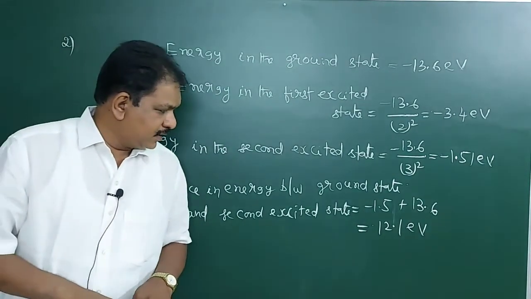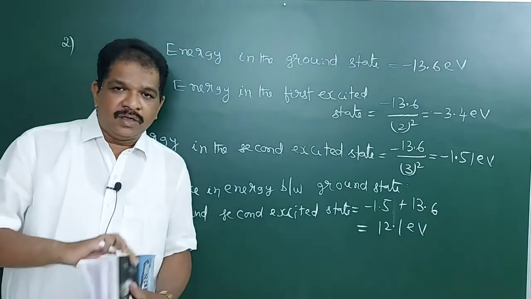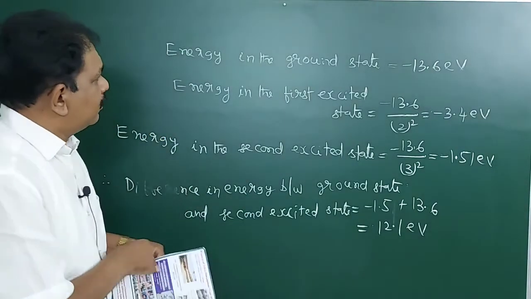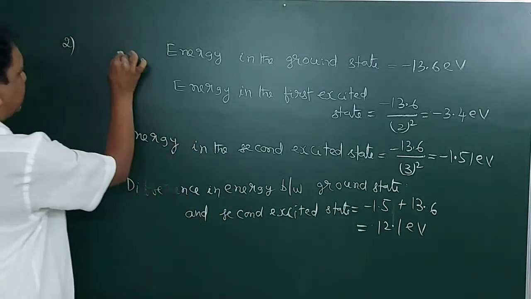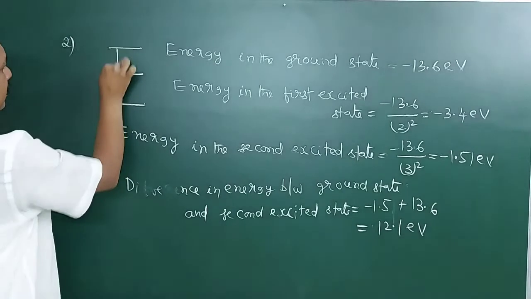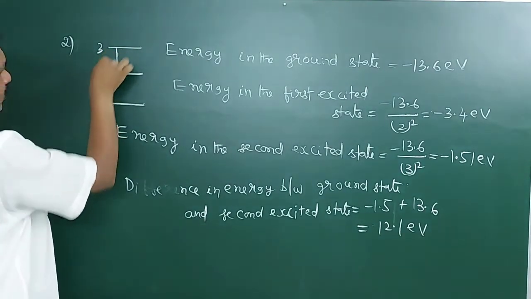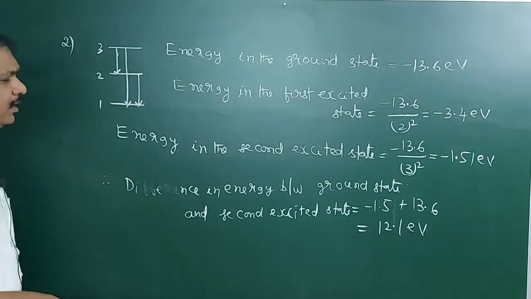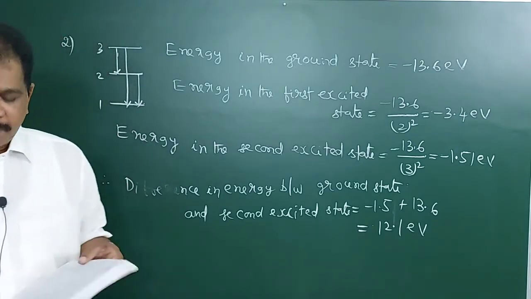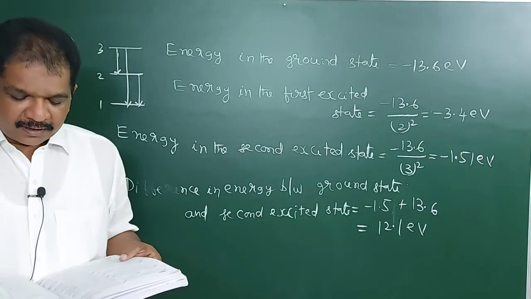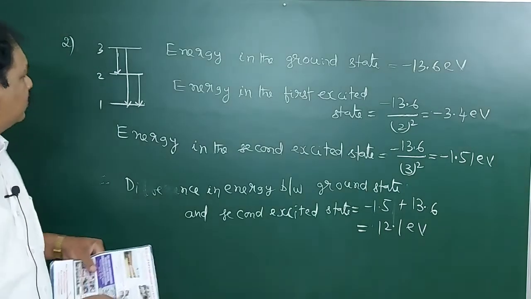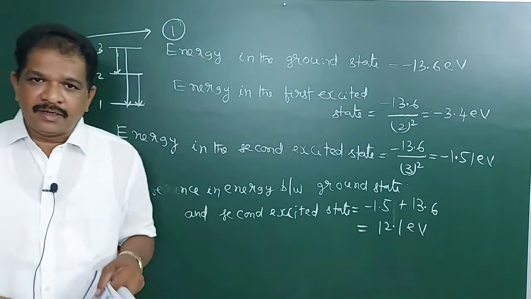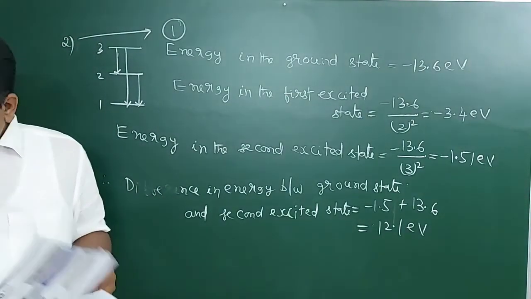So here the electron is jumping from n equals 3 to n equals 1. How many spectral lines are emitting? Now see, 3 to 2 it may jump, 3 to 1 it may jump, 2 to 1 it may jump. Totally 3 spectral lines will be formed. So the second question, it will be the first option. Clear? Next, see the third question.